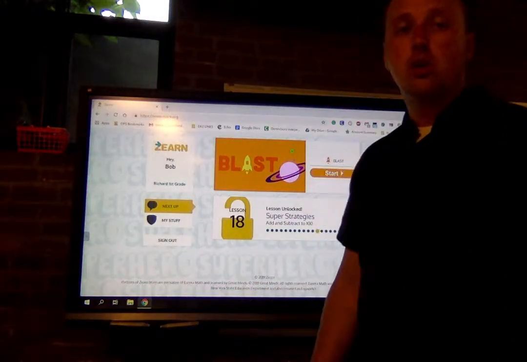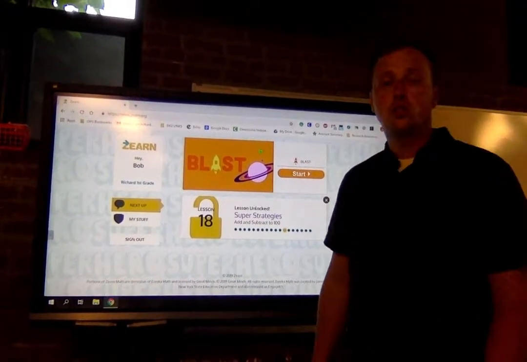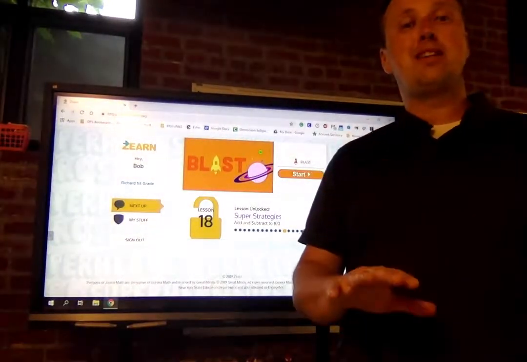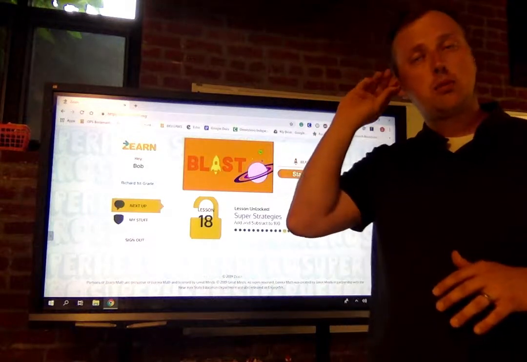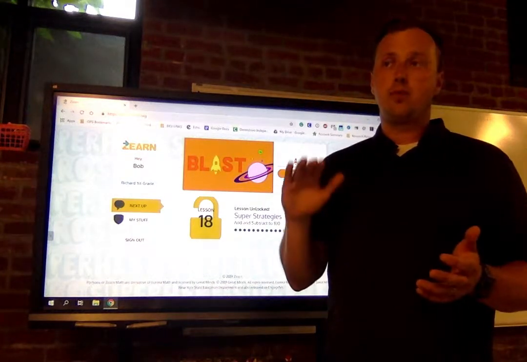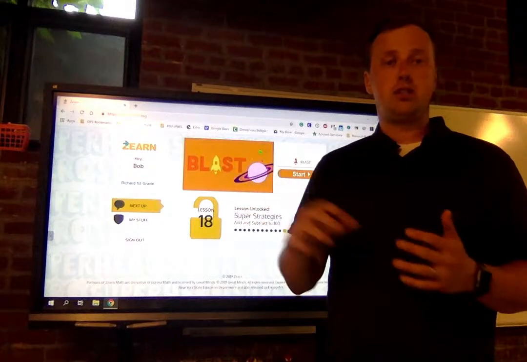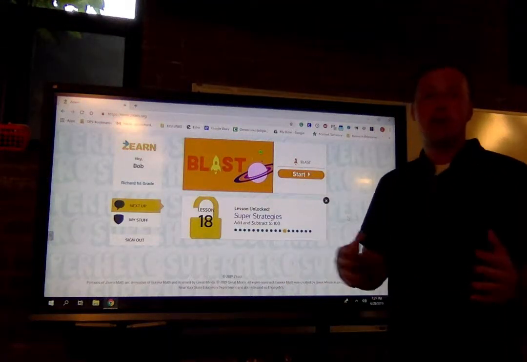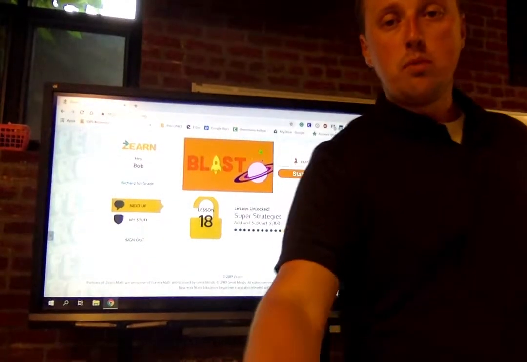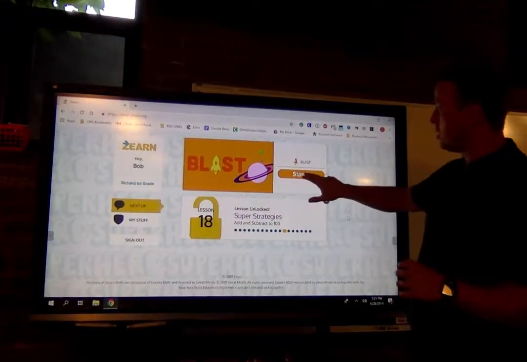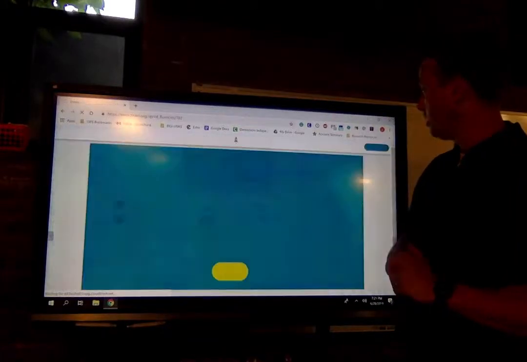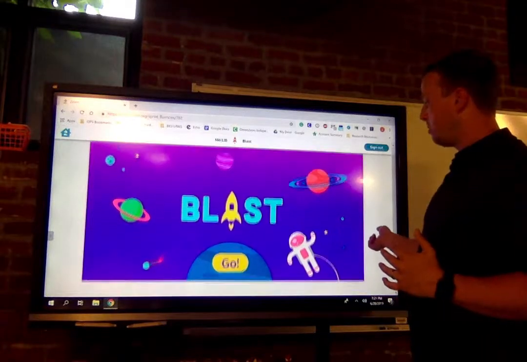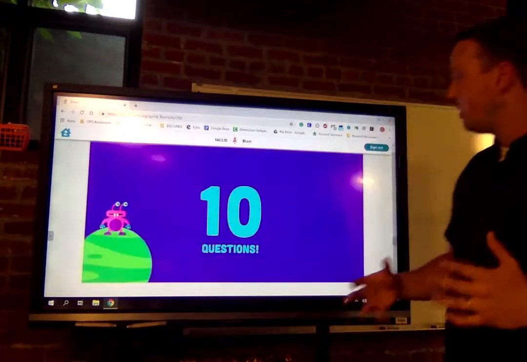For our lesson, we are looking at helping students to learn their decimal places and learning how to count by tens and ones, and being able to actually see these different placements by tens and ones. So the game that they would be playing in my unit lesson would be Blast. They would start by hitting the start button, and we're actually logged into a student's account, so this is exactly what they would see, and they would hit go, and it's a fun interactive game.